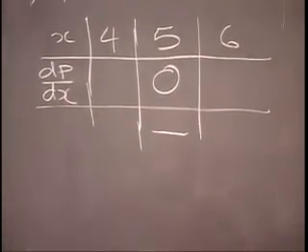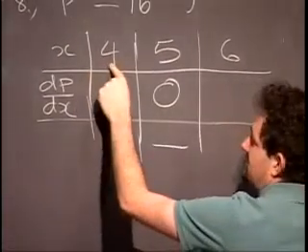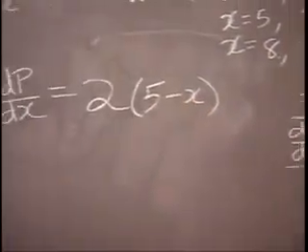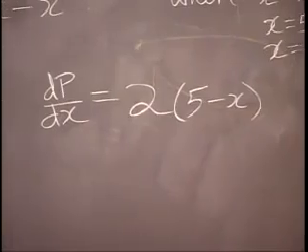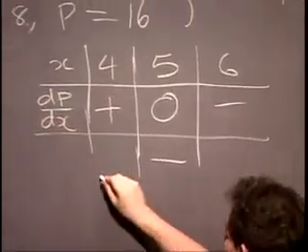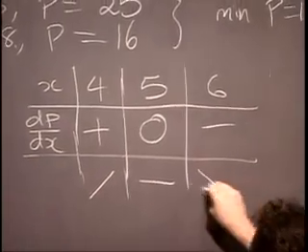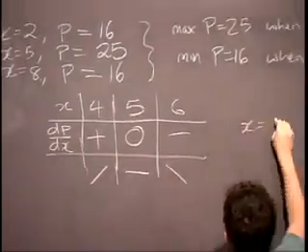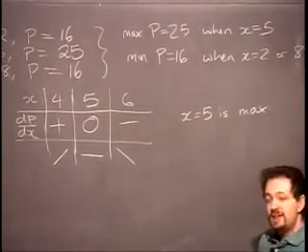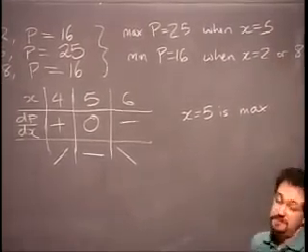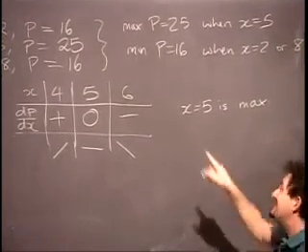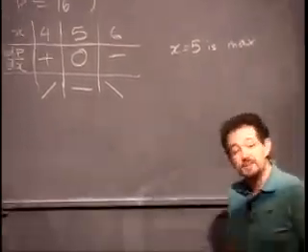So dp/dx here, we only care about the sign of it. When x equals 4, 5 minus x, the quantity is positive, so this is positive. And when x equals 6, 5 minus x is negative, so that's the table of signs. The slope is upwards here, the slope is downwards here, and actually, yes, x equals 5 is a maximum. So that actually tells us the maximum value is when x equals 5. It doesn't tell you what the maximum value is. You have to plug it in and find out that p equals 25 in that case.